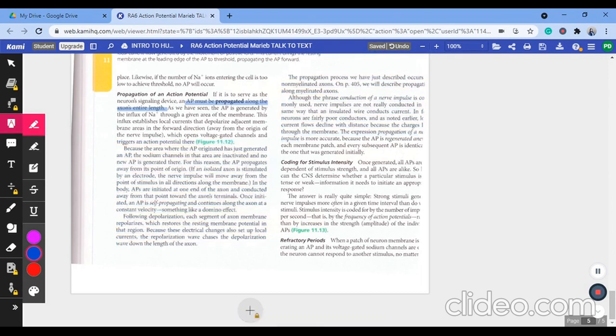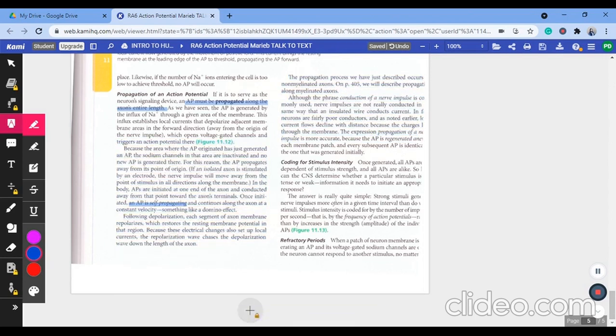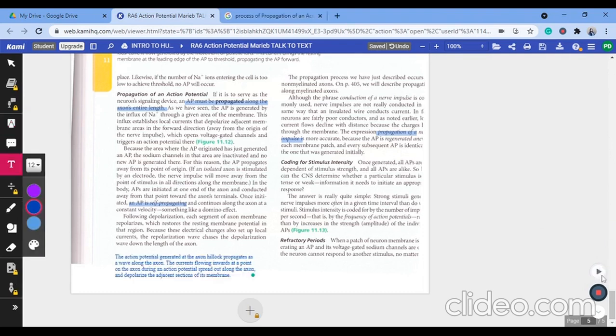What just happened? Okay. This is also more accurate because the AP is regenerated anew in each membrane patch, and every subsequent AP is identical to the one that was generated initially.